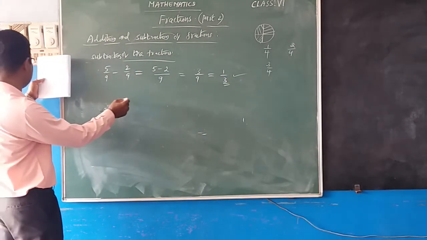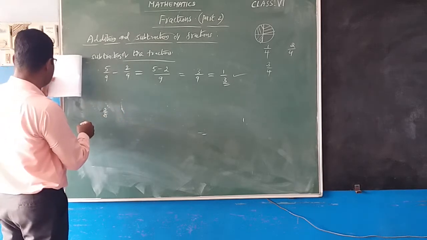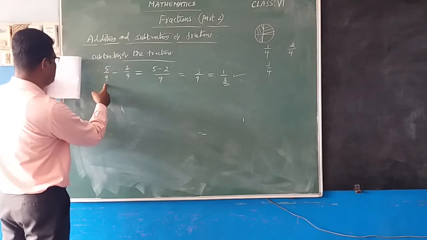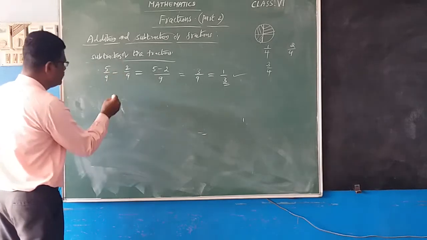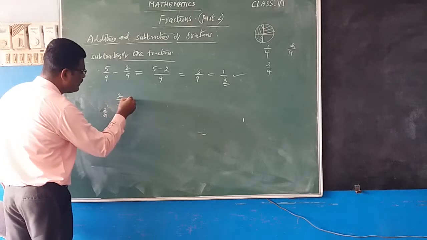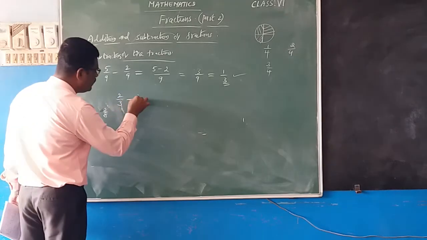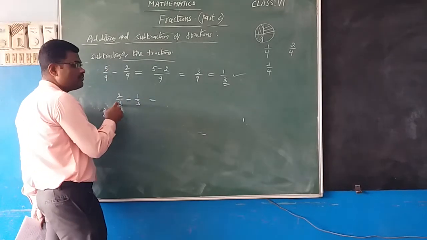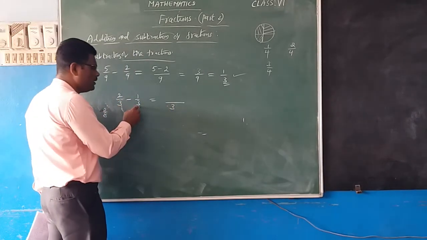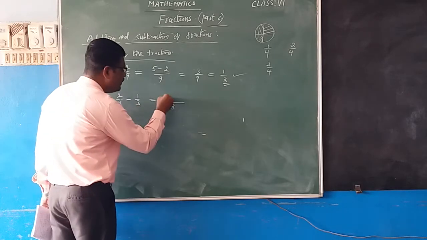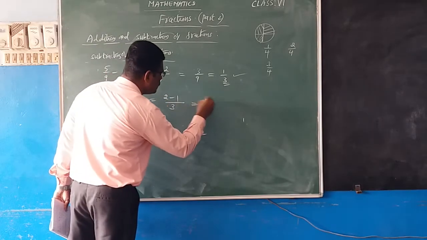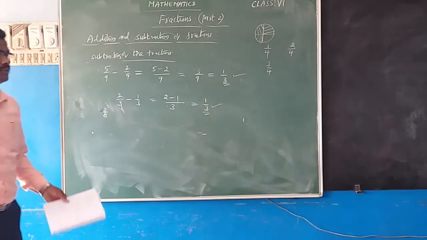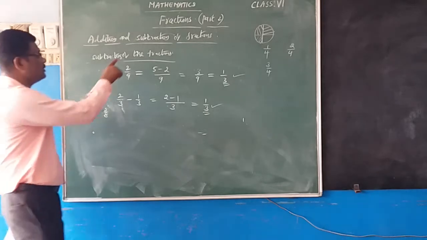Suppose the example is like this. Find the difference of 5 by 9 and 2 by 9, that is over. Suppose it is 2 by 3 minus 1 by 3, how to find? So the LCM of 3 and 3 is 3, the same number. What remains in the numerator? 2 minus 1, that is equal to 1 by 3. It is called the difference. Understood? Subtraction of like fractions.